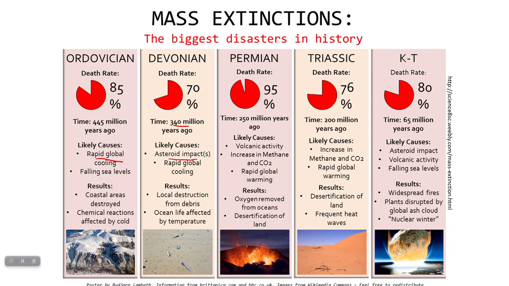There were likely some asteroid impacts that led to rapid global cooling because remember, when asteroids strike, it puts a lot of dust and debris into the air, which can end up absorbing or reflecting sunlight.